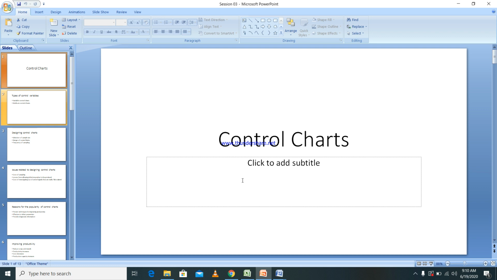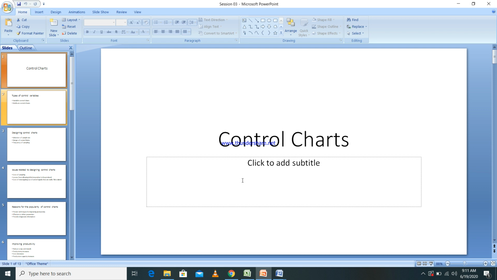So if you can remember, in the last few sessions, we discussed why statistical quality control is important and how we use statistical quality control tools in order to evaluate your process, right? And what are the variations, what are the causes that you can find out through statistical quality control and so on. So today we are going to discuss the control chart.